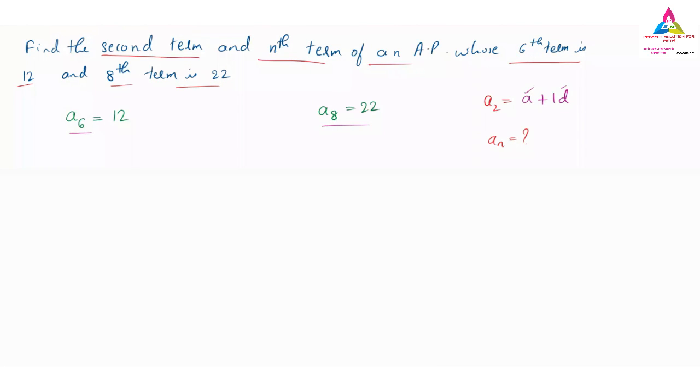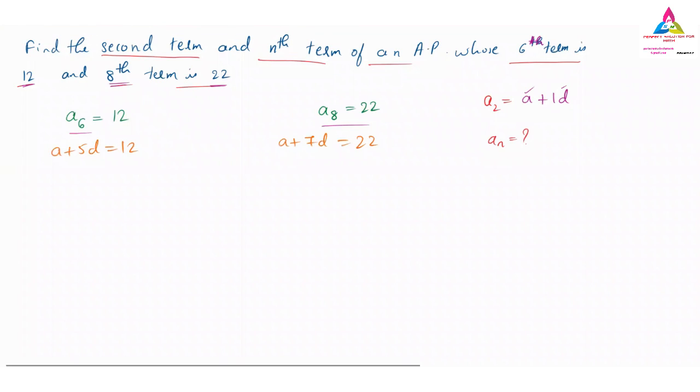Here they have mentioned the 6th and 8th terms, so obviously it is An. 12 is the 6th term, and the 8th term is 22. So A6 can be written as A plus 5D, that is equal to 12. Similarly, A8 can be written as A plus 7D, that is equal to 22. So obviously it is in linear equation form, so we have to subtract them. First I will take equation 2, A plus 7D equals 22, and subtract equation 1, A plus 5D equals 12.